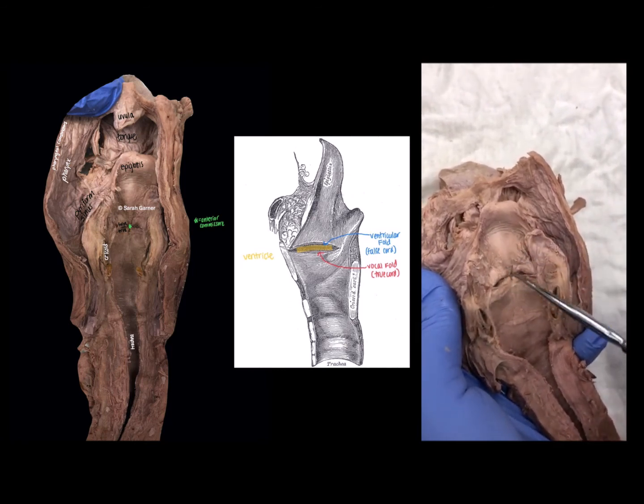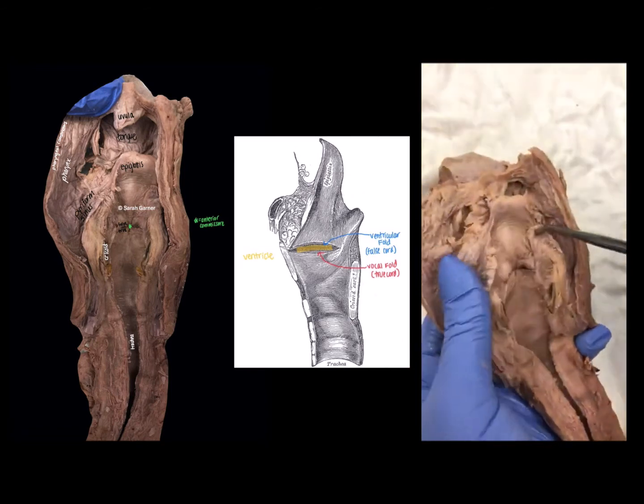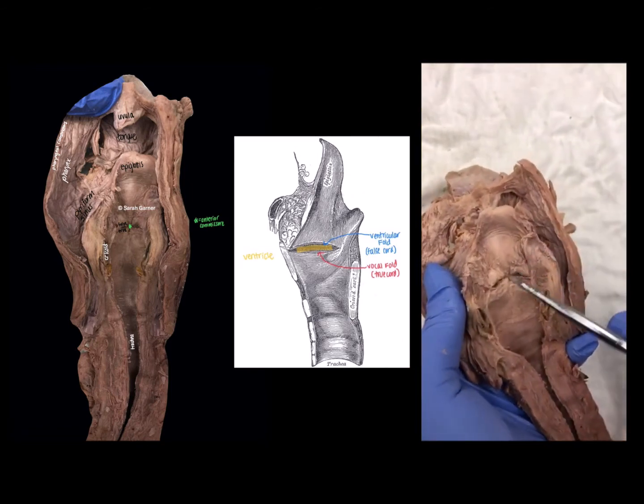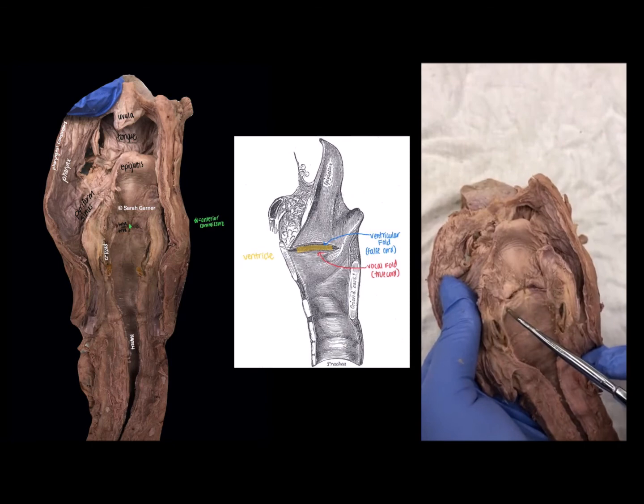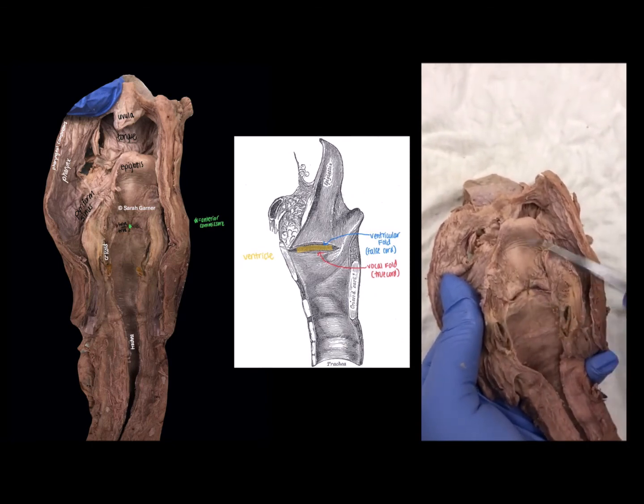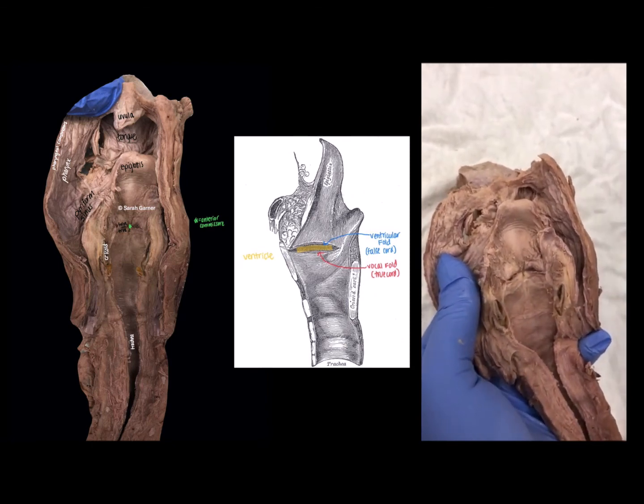This area above those, where the opening is, that's your vestibule. So I like to think of this as the vestibular fold versus the vocal fold, because it's more superior. That helps you remember which one is superior, which is inferior.